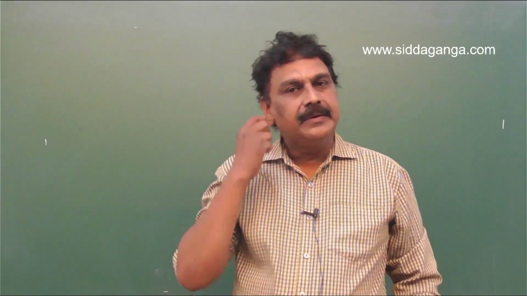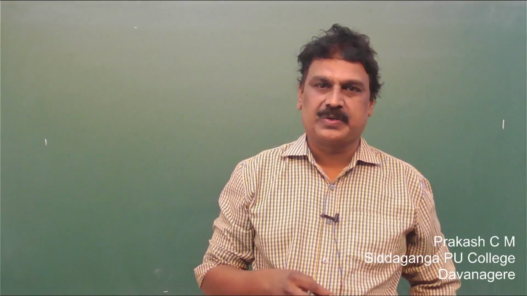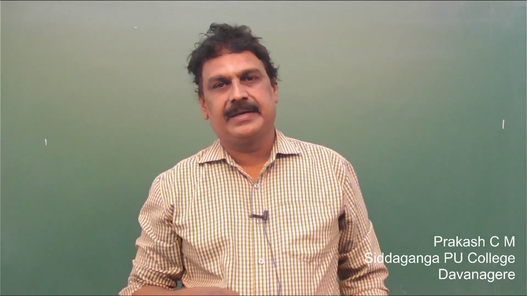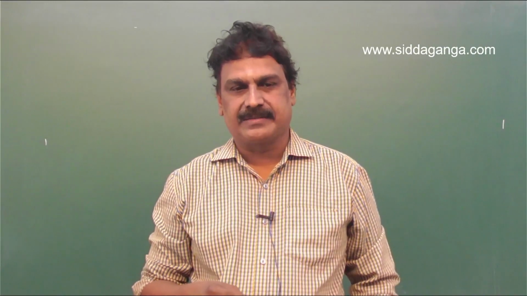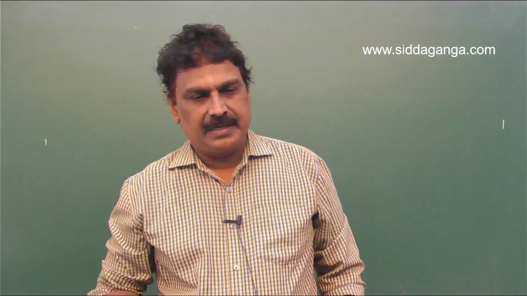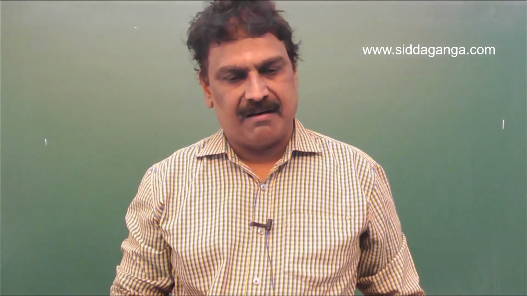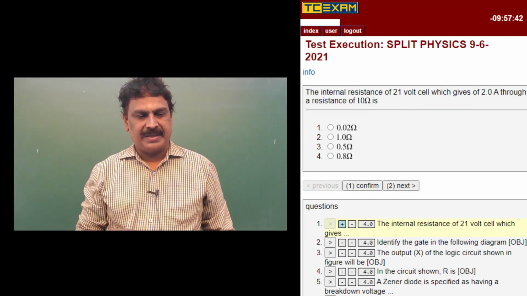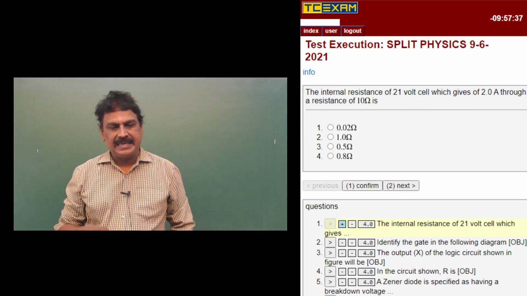Now we are discussing the split 2 portion of second PUC, and we are covering electric current, Kirchhoff's laws, and solid state electronics. Now to start with, the internal resistance of a 21 volt cell which gives 2.0 ampere through a resistance of 10 ohm is.